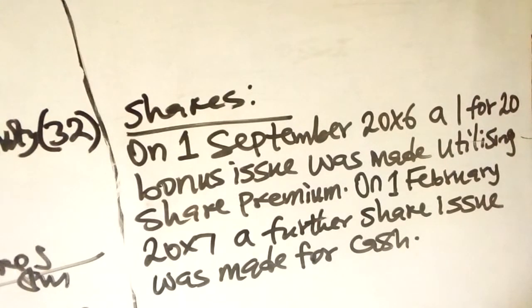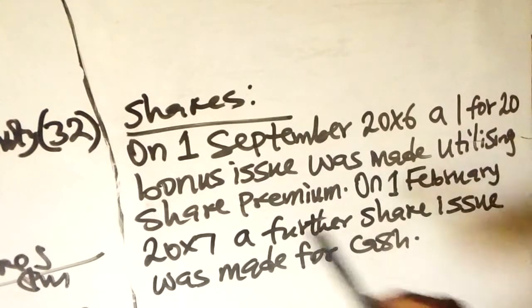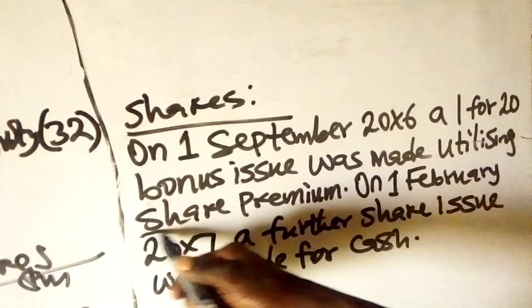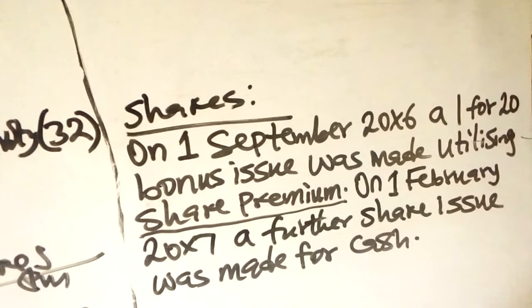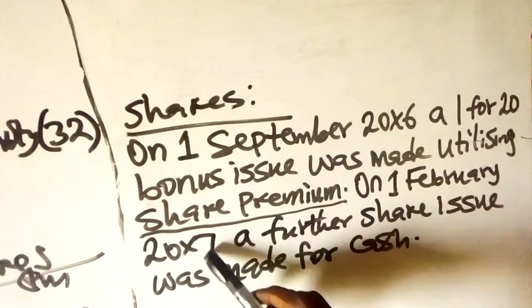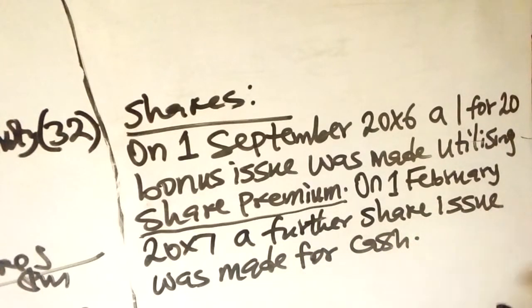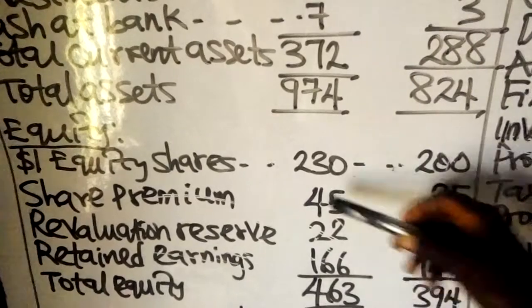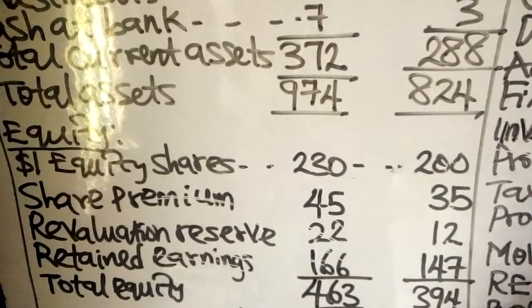Now let's go through the note on shares. On 1st of September 2006, a 1-for-20 bonus issue was made utilizing share premium. I've told you that whenever a bonus issue is made from share premium, no adjustment is required. On 1st of February 2007, a further share issue was made for cash. You ignore the information about the bonus issue since it was made from share premium. Now you have the share capital of 230 and share premium of 45.